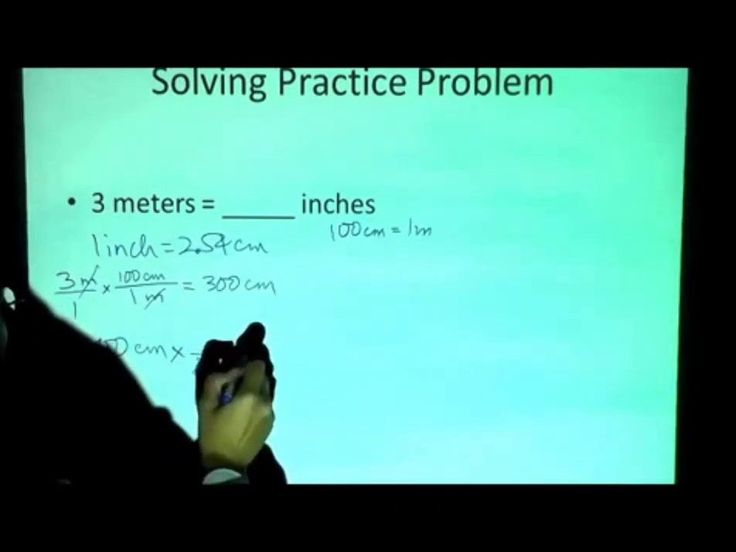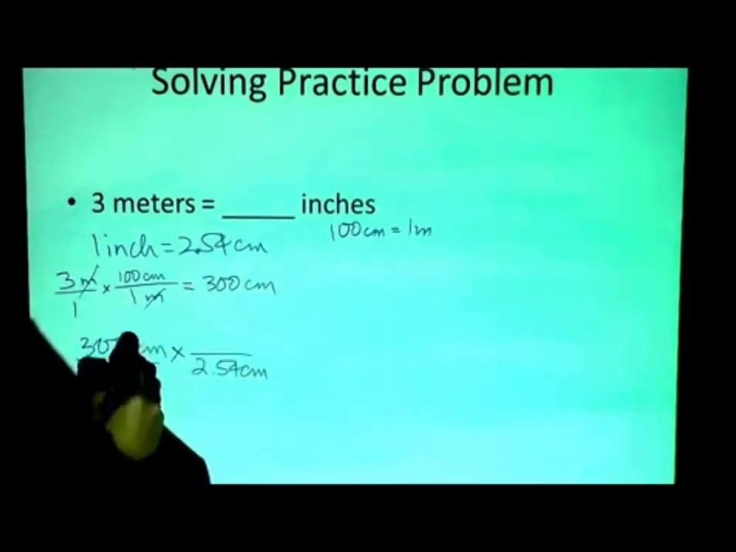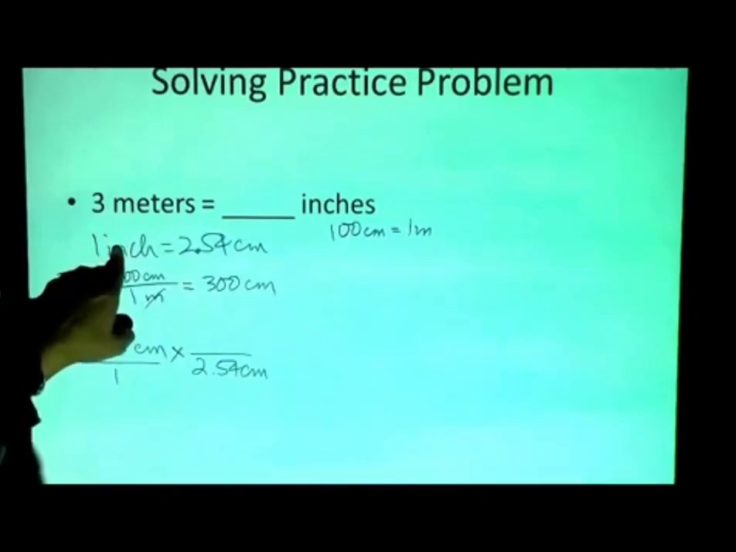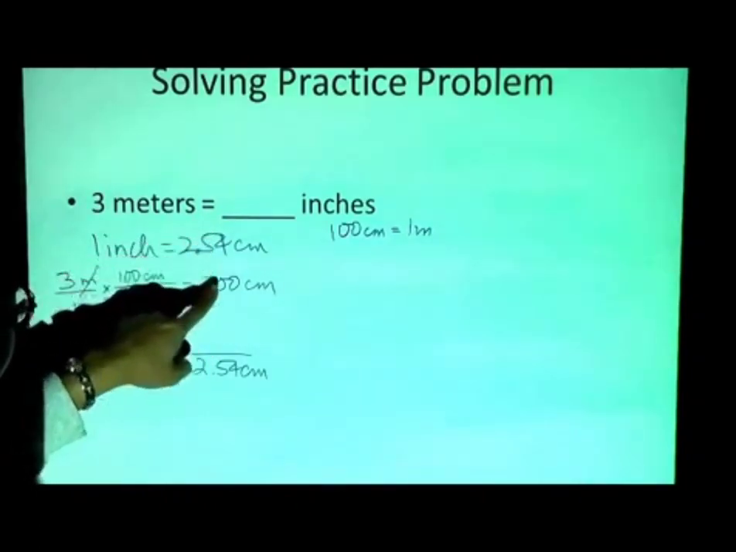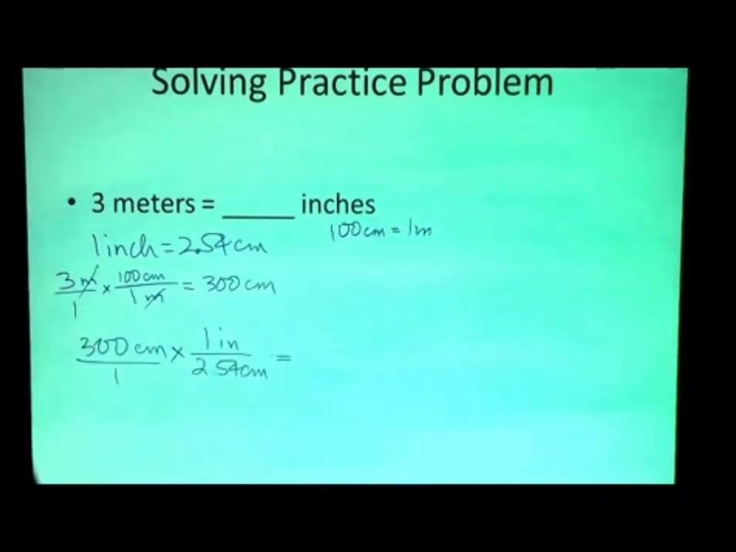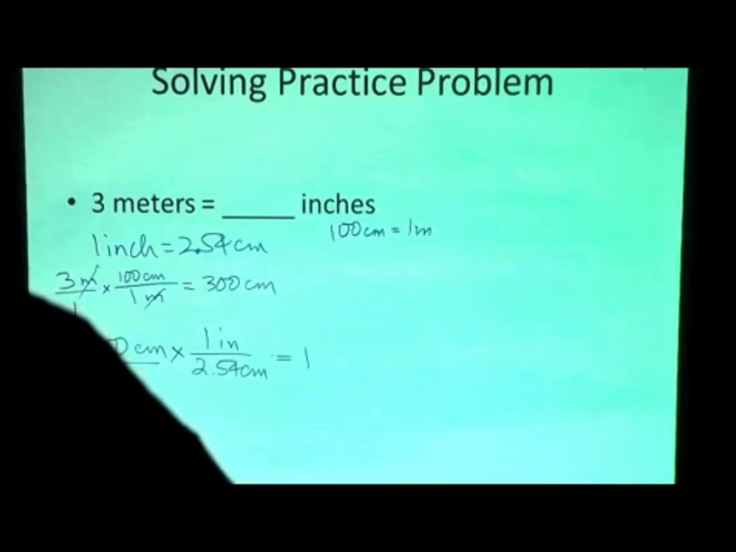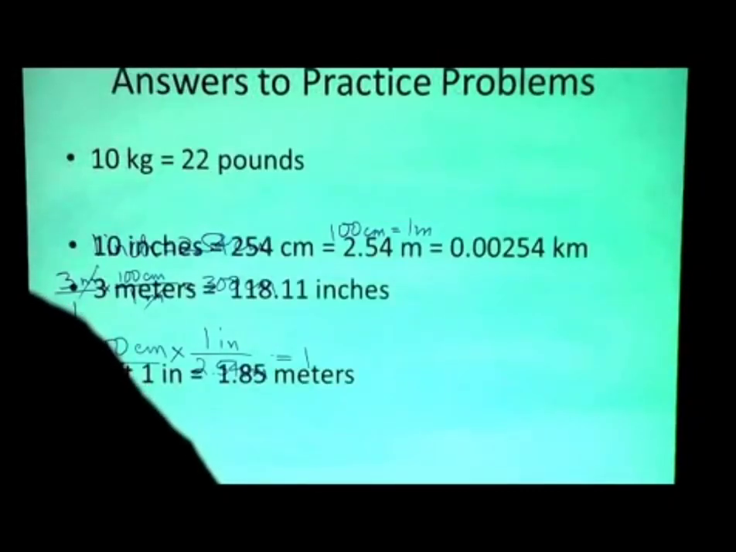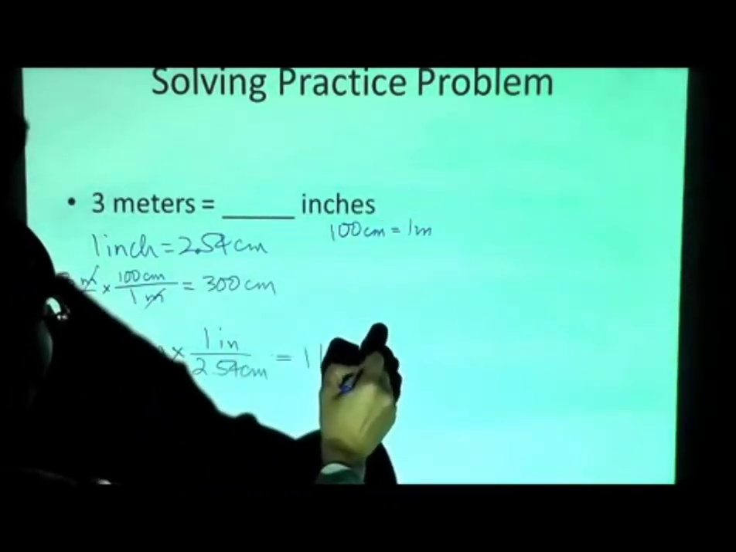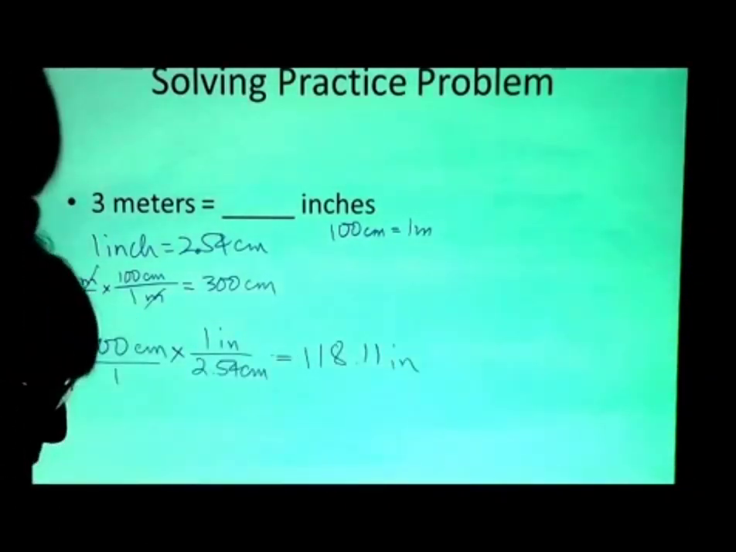2.54 centimeter. Why did I put centimeter in the bottom? Because it's to cancel out with this centimeter on top. Remember, it's going to be understood as 300 centimeter over 1. So that's on top, that's on the bottom. And then what's on top would be 1 inch. Okay, 1 inch would go here, because this is on the bottom. 1 inch. And you crank this out on a calculator, and it should be about 100 and something. 118.11 inch. Okay, so that's how you do that problem.